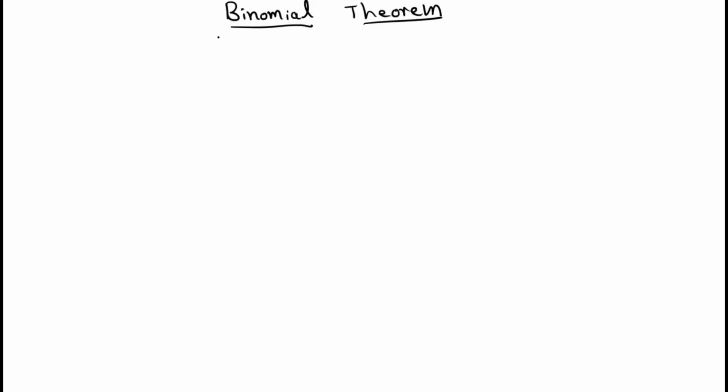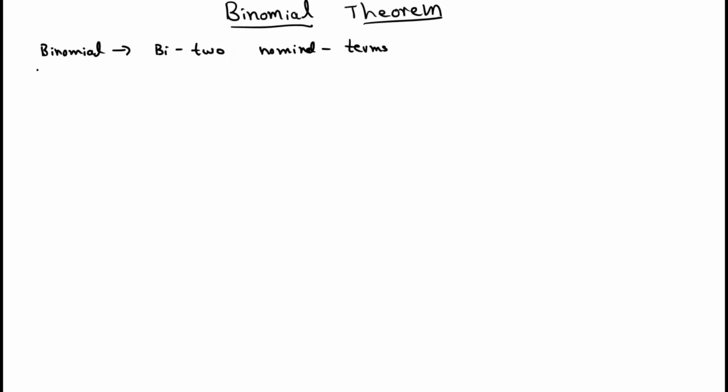Good morning, students. Our next chapter is binomial theorem. Take the word binomial. Here, bi means two and nominal means terms. Meaning of binomial is two terms. Then what is the meaning of binomial theorem? Binomial theorem is nothing but theorem on two-term expressions.